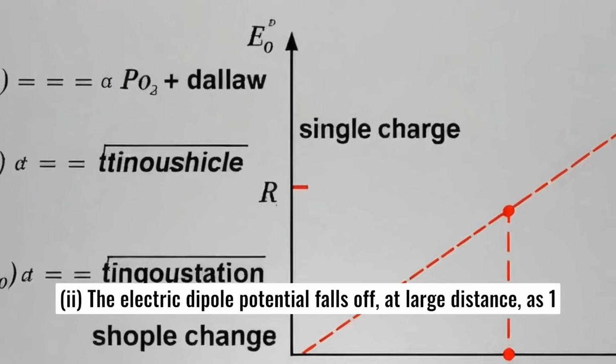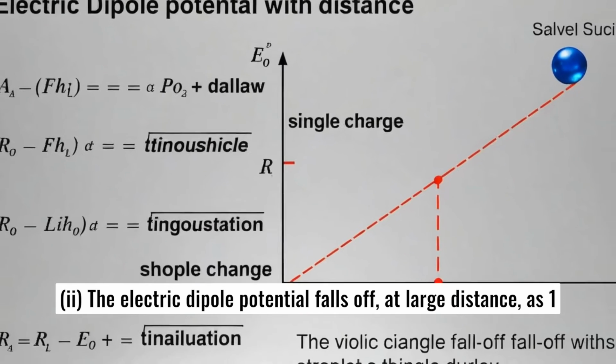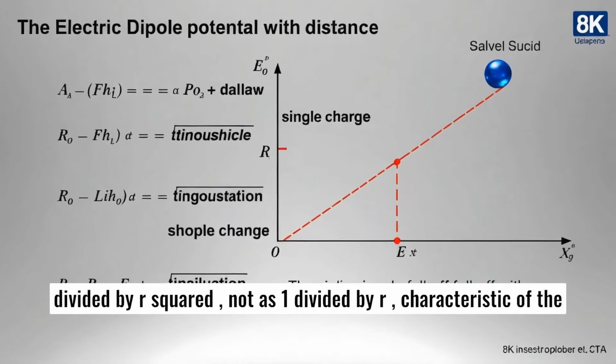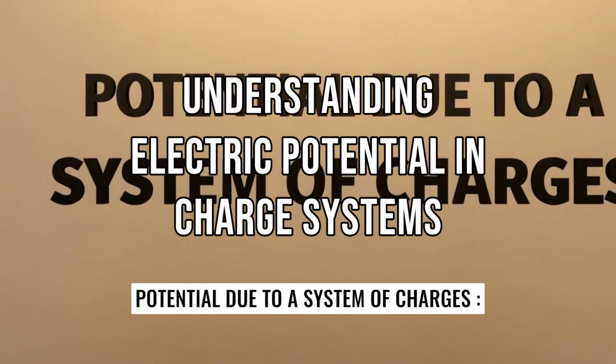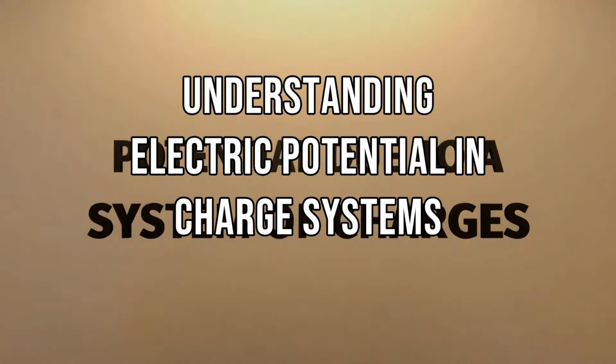2. The electric dipole potential falls off at large distance as 1 divided by r squared, not as 1 divided by r, characteristic of the potential due to a single charge. Potential due to a system of charges.